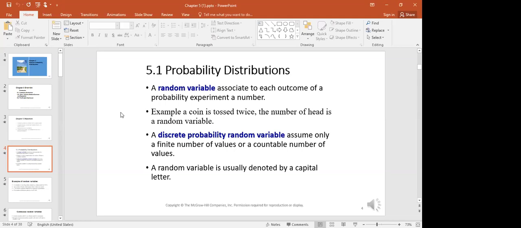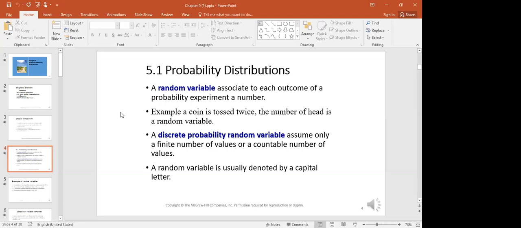For example, when a coin is tossed twice, the random variable could be the number of heads. So in that case, it will be 0, 1, or 2. When you toss a coin twice, you can have 0, 1, or 2 heads. Those numbers are randomly obtained from the random experiment of tossing a coin twice.